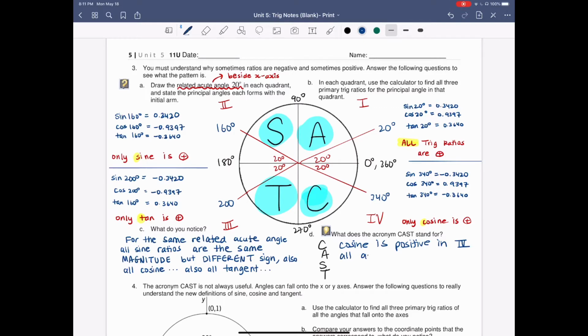All are positive in quadrant 1. Sine is positive in quadrant 2. Tan is positive in quadrant 3. And there you have the CAST rule.